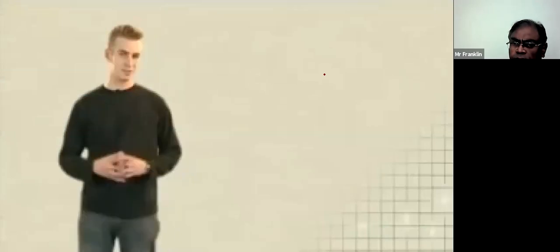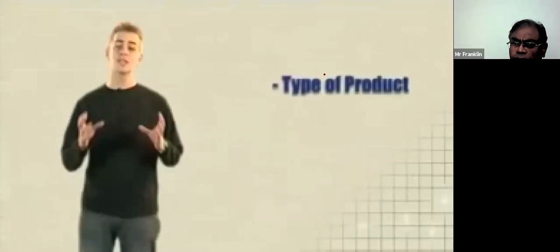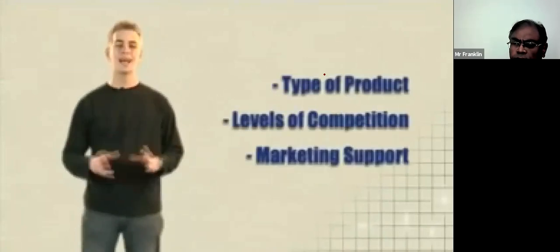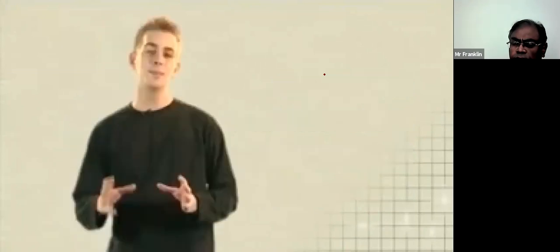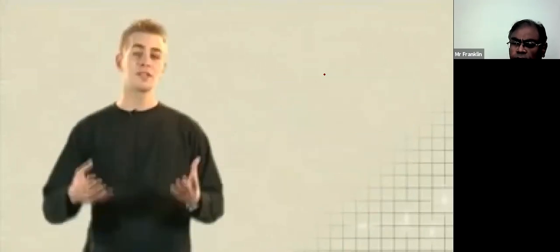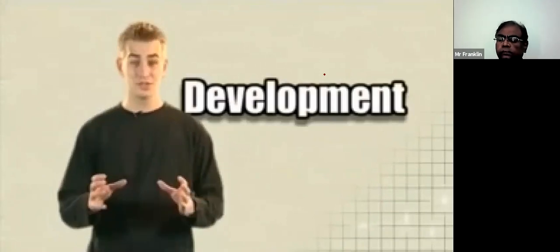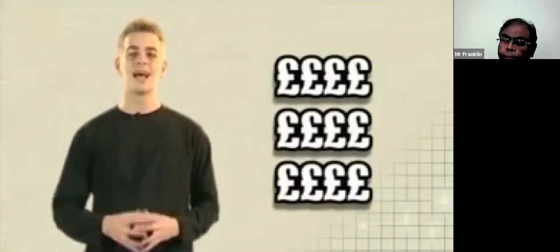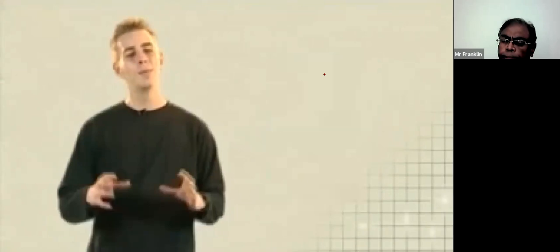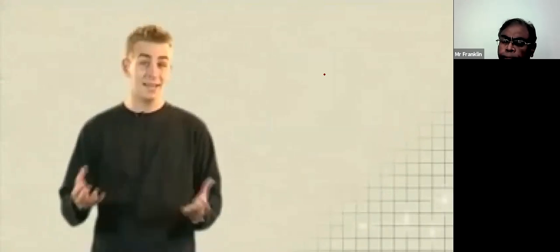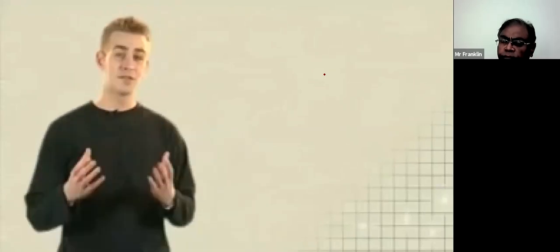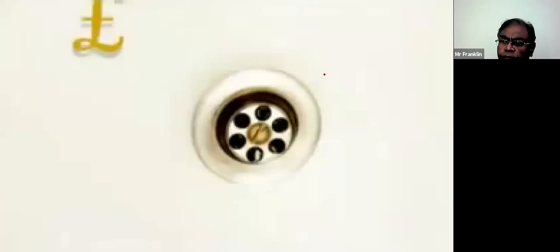The length of a product's life cycle depends on the type of product, levels of competition, marketing support for the product, and customer tastes. It's important to recognise that during development, the product will be costing the firm a lot of money in terms of design, production, and advance promotion. But the product won't be bringing in any money because it's not yet for sale. This can cause cash flow problems because the business finds that more money is going out than is coming in.